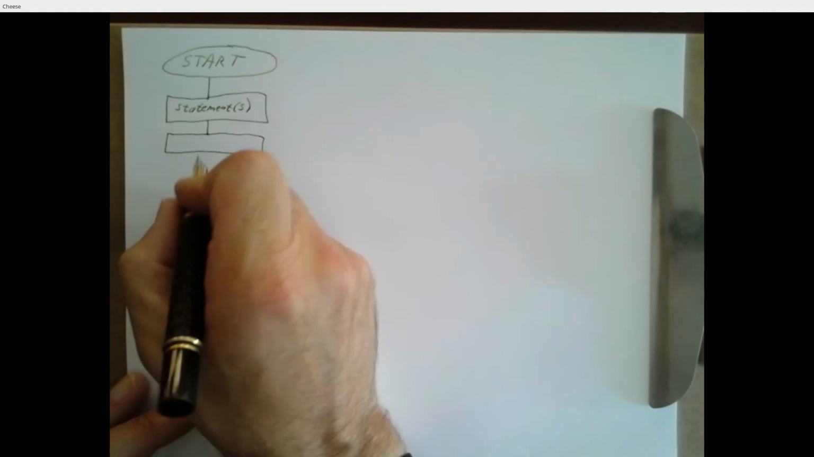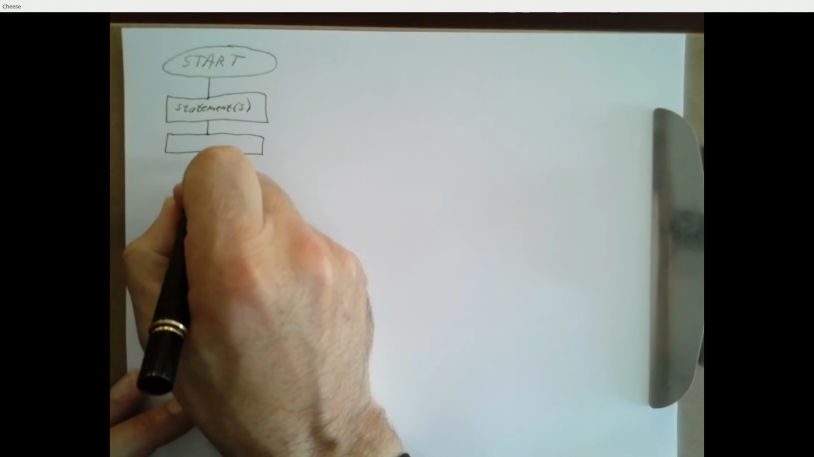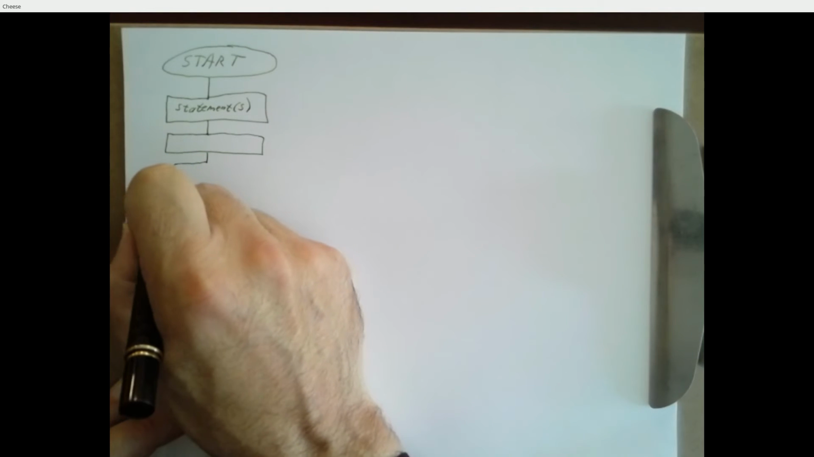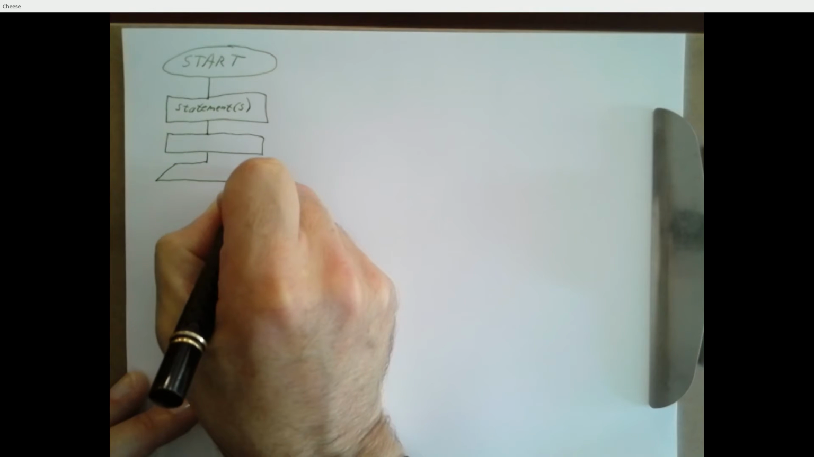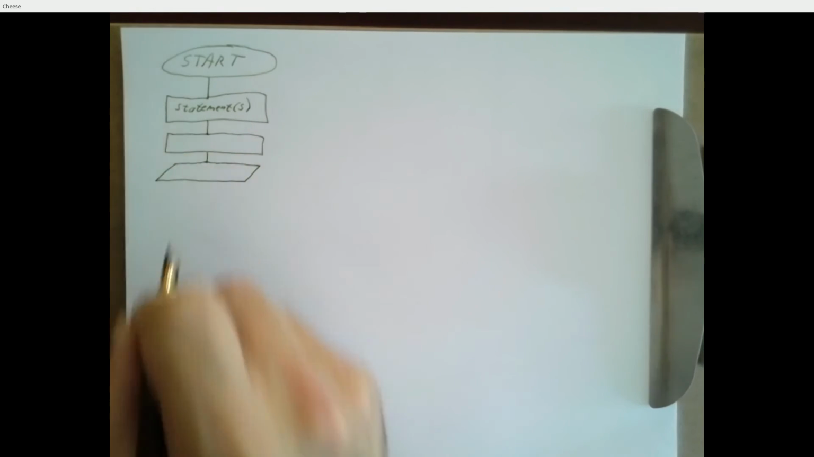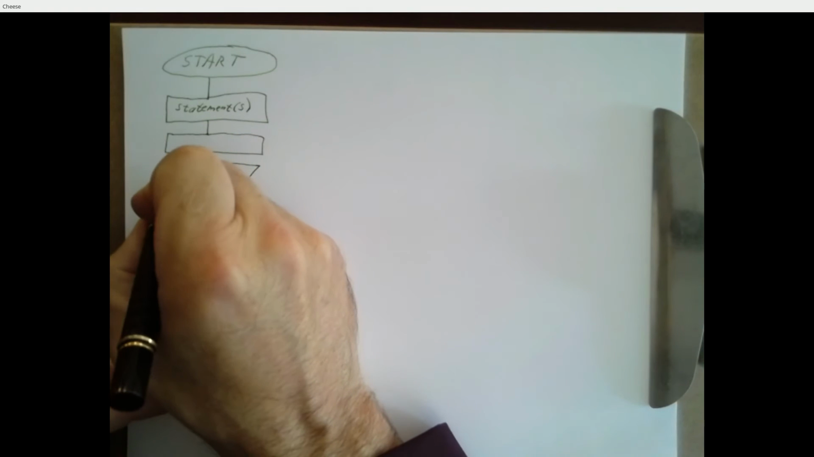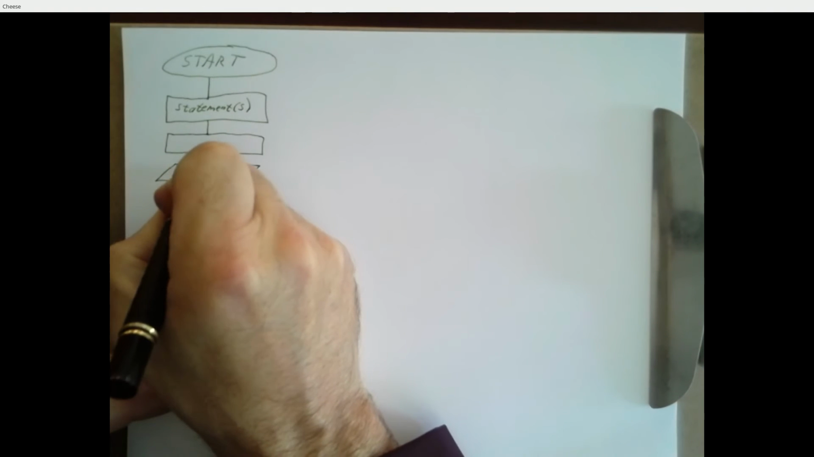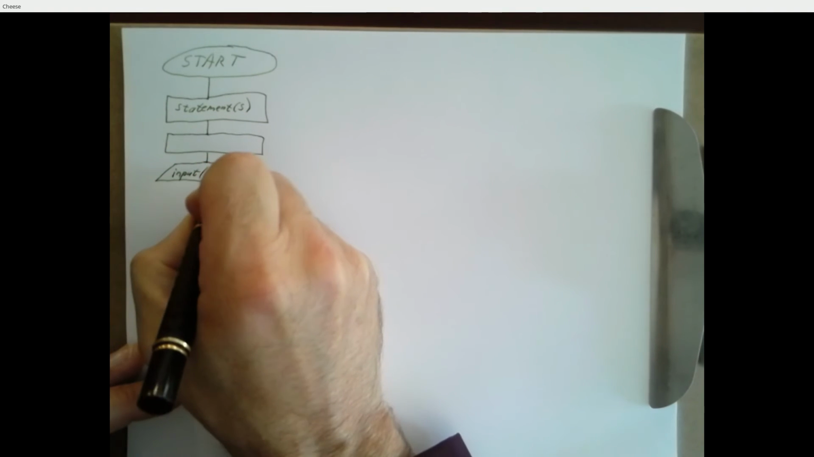All right, sometimes we want to read input from the user or generate output to the user, and so we use this parallelogram. I called this a trapezoid in the last section. Everybody started drawing a rhombus, so I'll just call it a parallelogram. So this is input or output. So read something from the user or write something to the user.